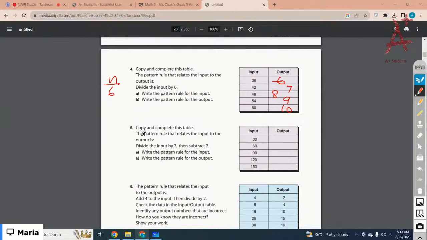For question number 5, the pattern rule that relates the input to the output is divide the input by 3. First, you have to divide the input by 3, that means n divided by 3, then you have to subtract 2. So 30 divided by 3 is 10, 10 minus 2 is 8. 60 divided by 3 is 20, 20 minus 2 is 18. 90 over 3 is 30 and 30 minus 2 is 28. 120 divided by 3 is 40 and 40 minus 2 is 38. 150 divided by 3 is 50 and 50 minus 2 is 48. So these are the output values, right?